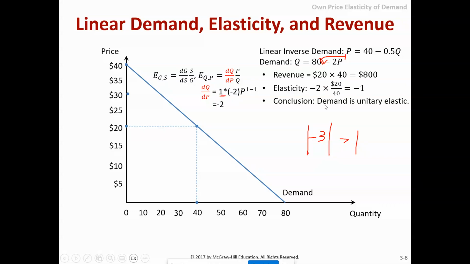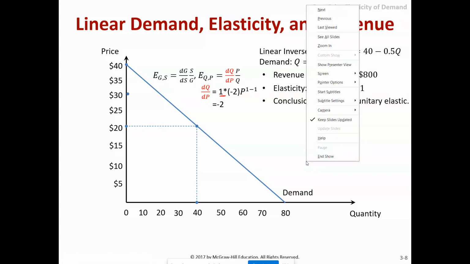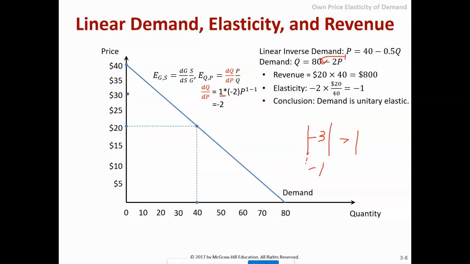Multiply current price, quantity over quantity, is -1. At this point, total revenue is 20 multiplied by 40, which is 800. The absolute value of -1 is equal to 1. Therefore, it is unit elastic. Okay.